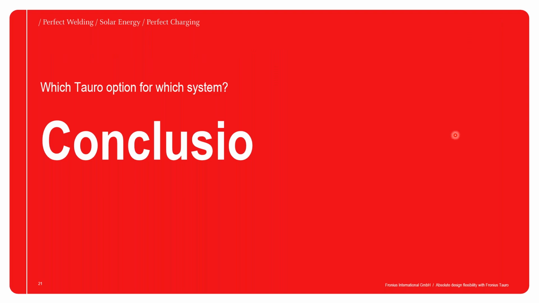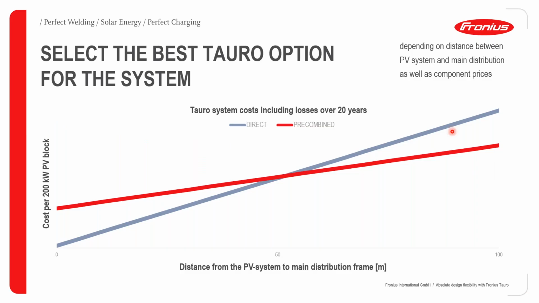So let's jump to a quick conclusion about what we've just heard. Which Tauro option is now best for which system? This is of course not a strict answer here. There are of course different answers which are correct, but there is a guideline, let's say, a rule of thumb, how you can choose if you have to use a pre-combined or a direct. And this is the distance from the PV system to the main distribution frame.